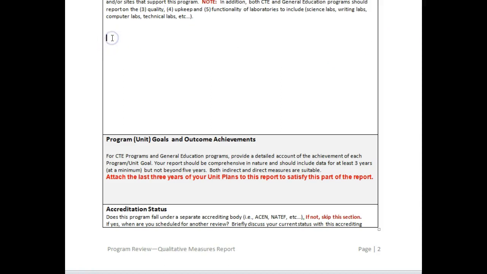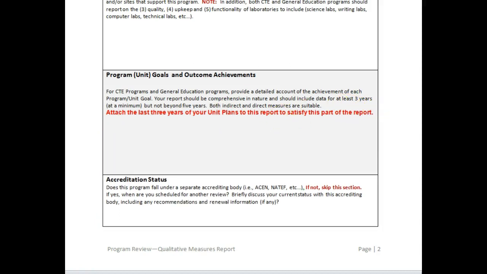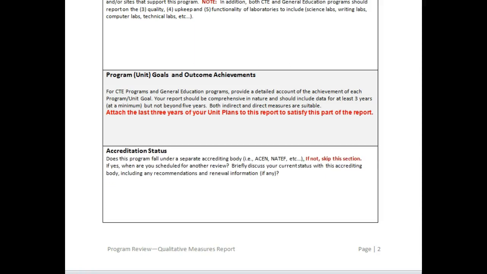Remember, these are not report cards. We don't assess programs like report cards. We want to know what's going on and how to best improve it. It's all about improvement.